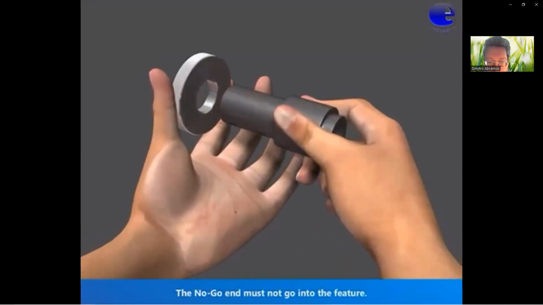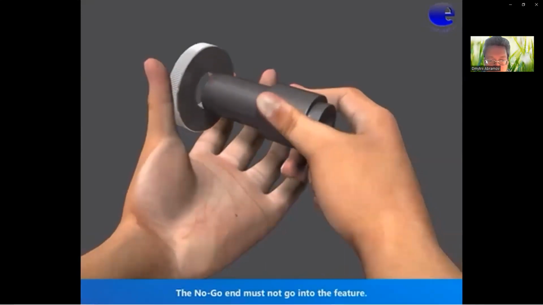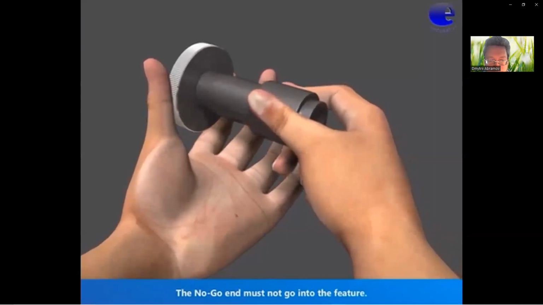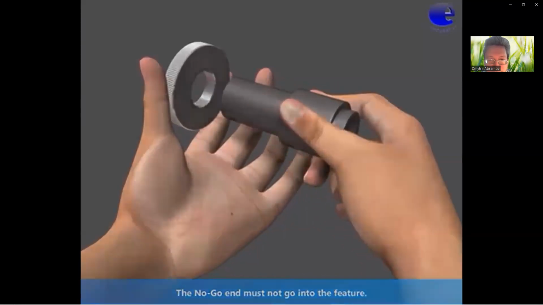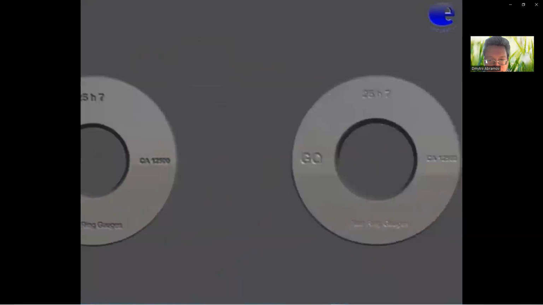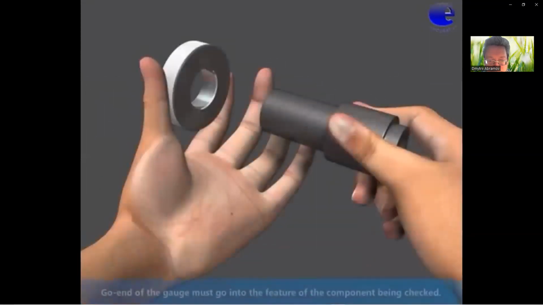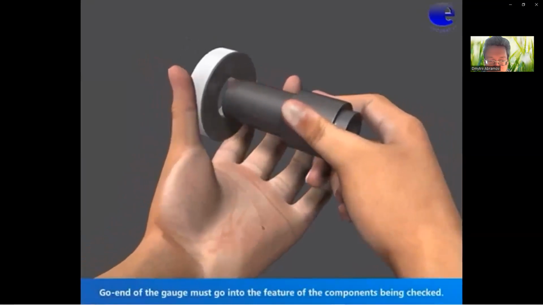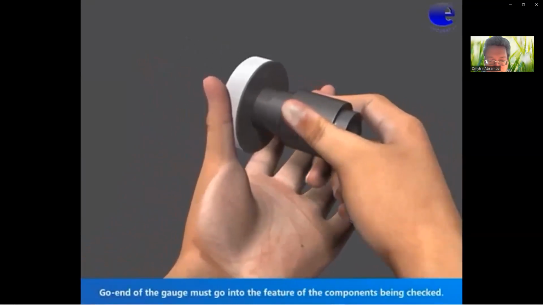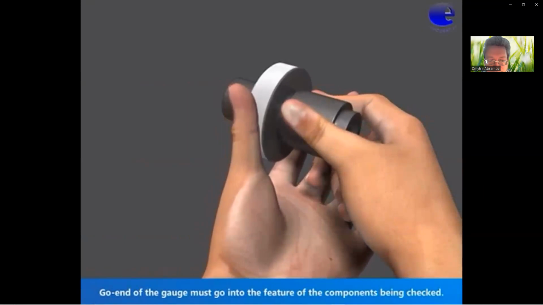The no-go end must not go into the feature, because it's the no-go end. Go end: the go end of the gauge must go into the feature of the components being checked.